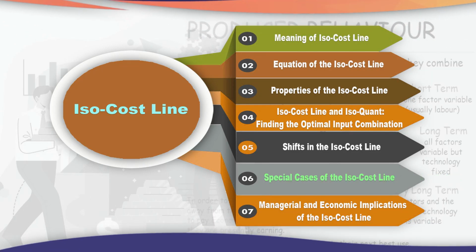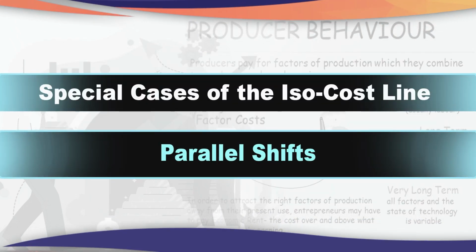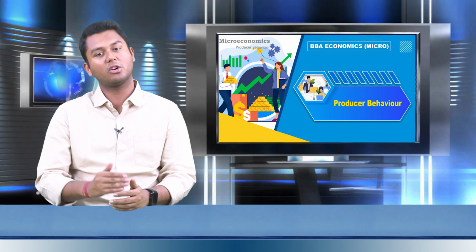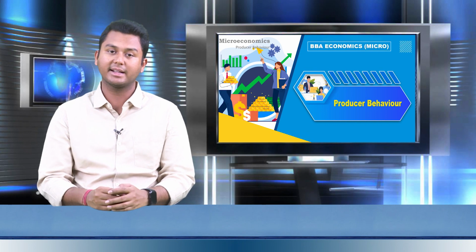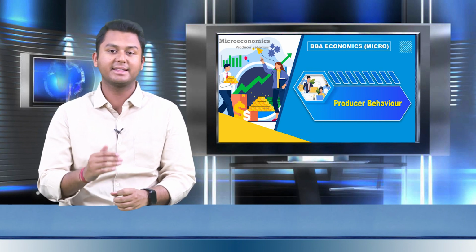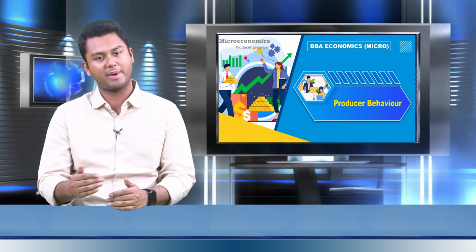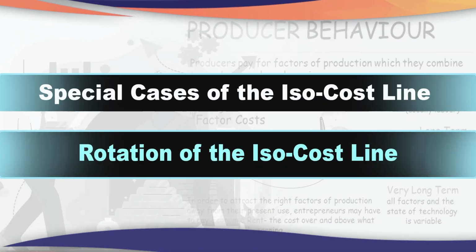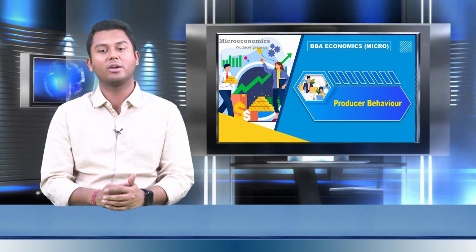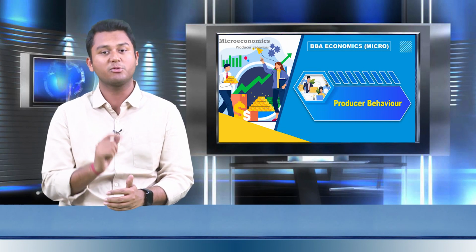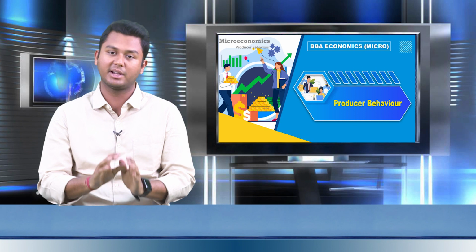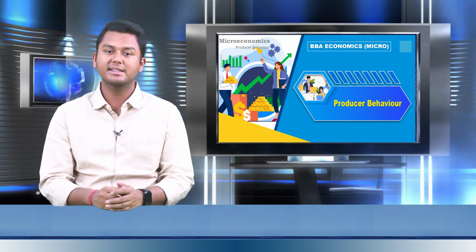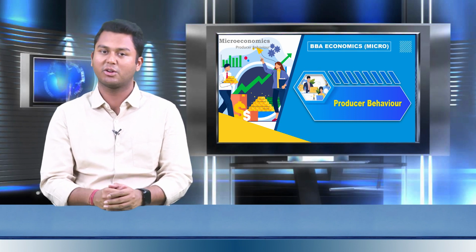Now let us look at a special case of the isocost line. So first is parallel shifts. If total cost increases or decreases but input prices remain the same, the isocost line shifts parallel to the original position. Rotation of the isocost line is dependent on the price of one input changing while the price of the other input remains constant. This means that it alters the cost structure of production.